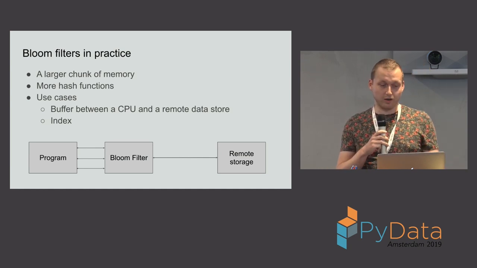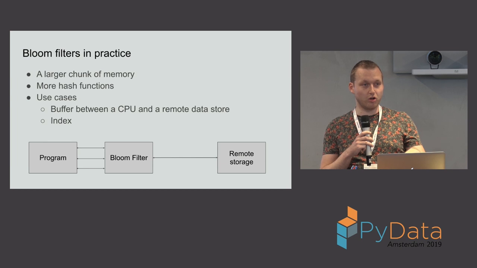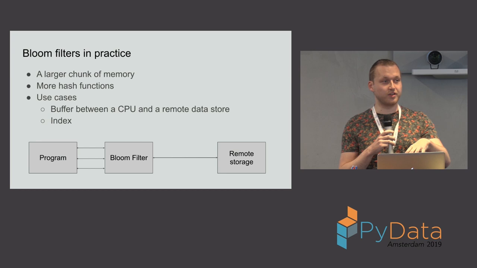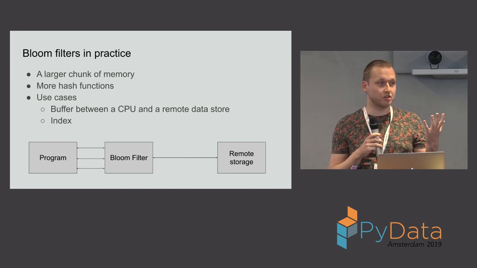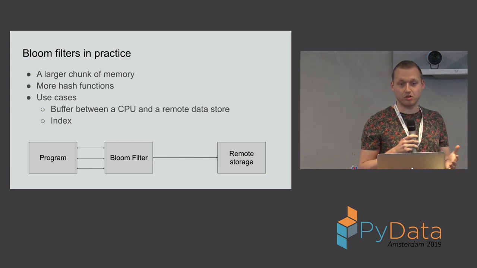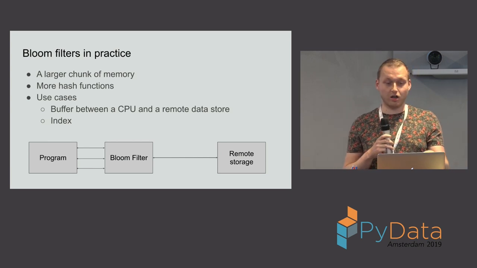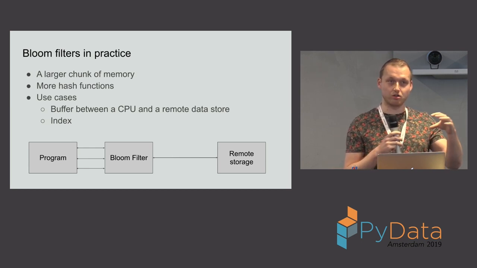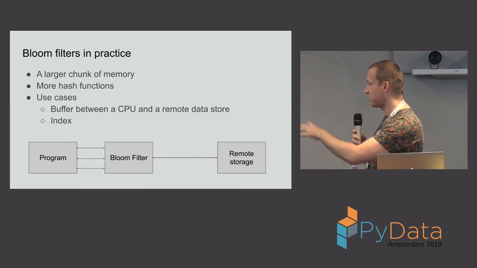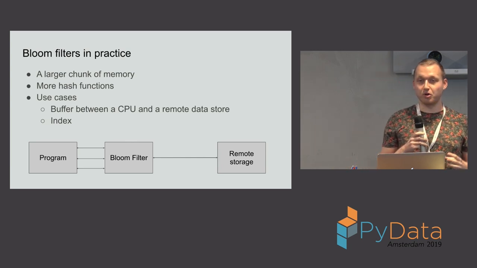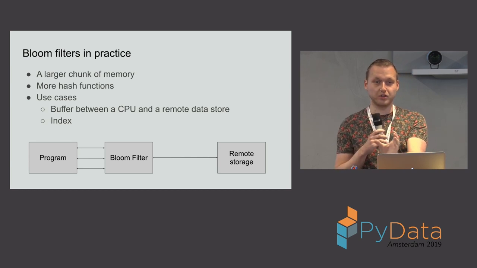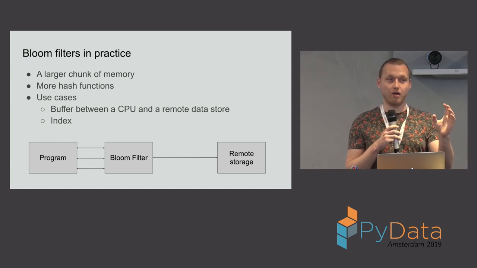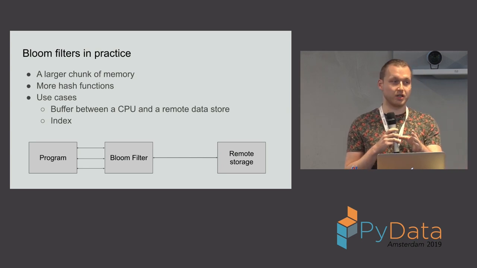And just to give you an idea of where it's used, because it's such a small data structure and it's really, really fast to interrogate, you only need to hash a value a few times, which you can do millions of times per second per core, so it's really cheap. So it's often used as a buffer between your program and some sort of remote storage. You can think of it like a database or S3 or some other remote thing which could take milliseconds or even more to query. So you might have that buffer of the Bloom filter where you would ask, have we ever seen this thing? Do we have this in our database?